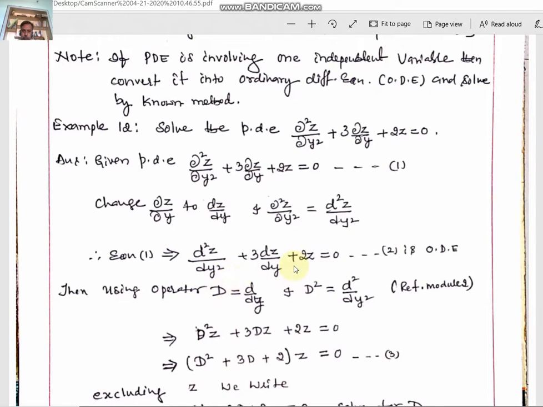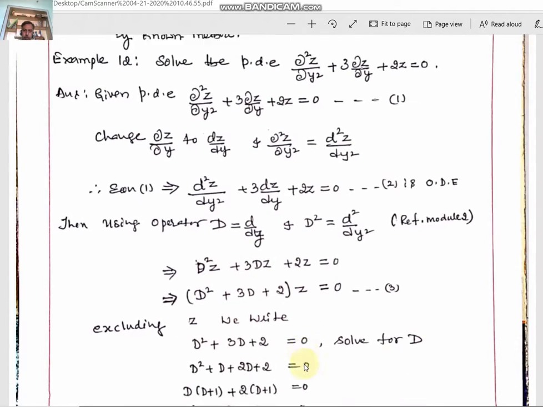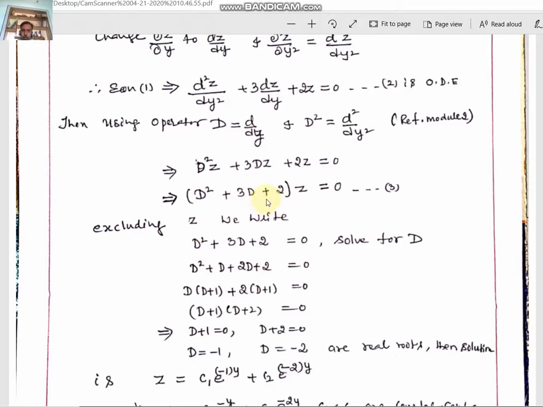So in this equation, again change the operator d²/dy² to the operator D². Then equation number 2 becomes D²z + 3Dz + 2z = 0. The dependent variable z you can take as common, and then this is called the auxiliary equation: D² + 3D + 2. When this is equated to 0, it is called the auxiliary equation. And we will solve this auxiliary equation for the roots.